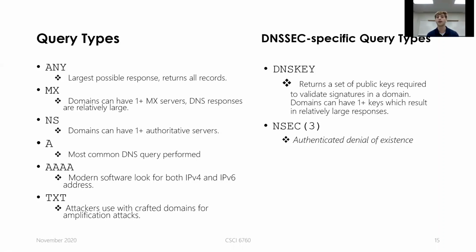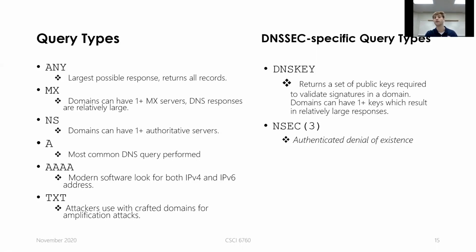And over there on the right, we have two DNSSEC specific query types. The first one is DNSKEY, which is going to return a set of public keys required to validate signatures for a certain domain. Domains can have one up to multiple; three or four are also common numbers of DNSKEYs for a singular domain. And the bottom one there, NSEC, is not so much a query type, but it's the record type that is returned when a signed domain doesn't exist. We're going to call that authenticated denial of existence.